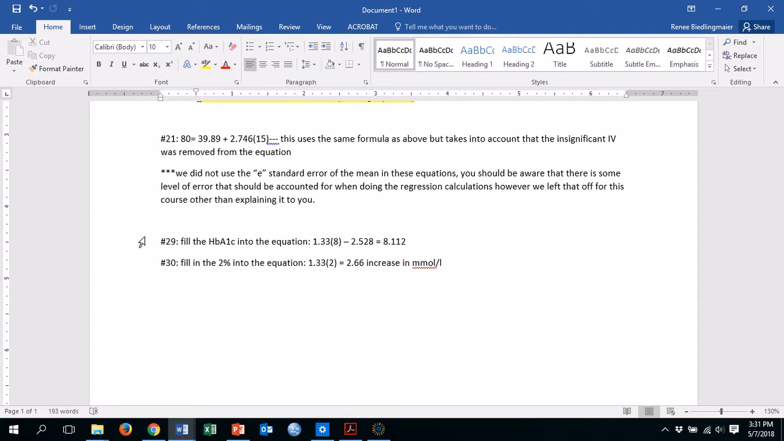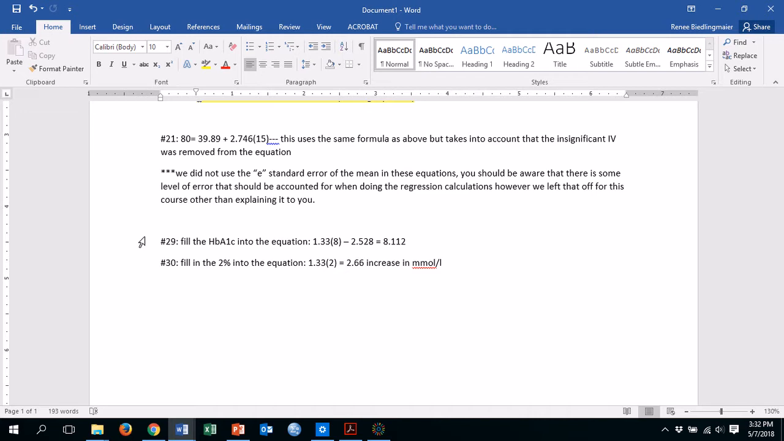Question 27, the researchers also examined the independent variable of gender, but did not include this variable in the final regression. Why do you think gender was not included in the final regression? So remember, if there's an insignificant variable, then we don't include that in the final model. So gender was not a significant independent variable and was not included to minimize the prediction error.